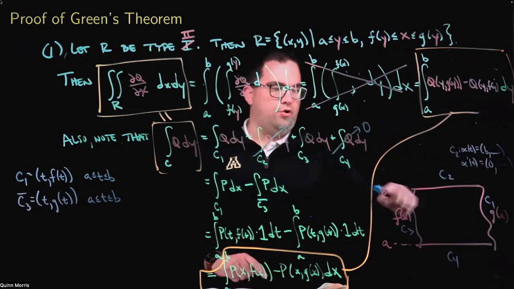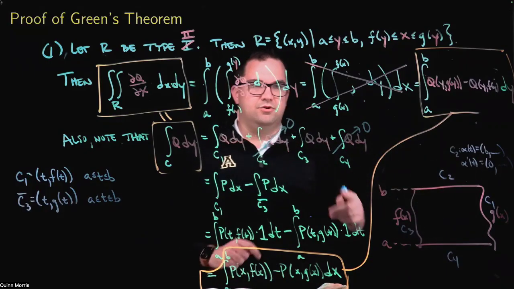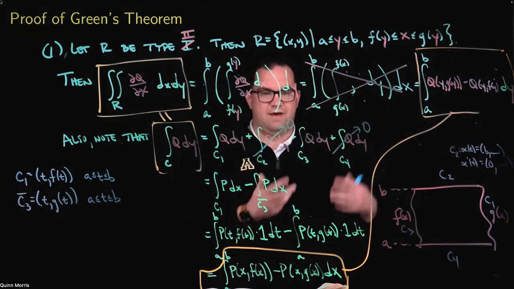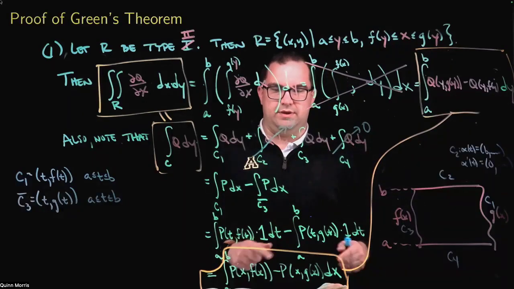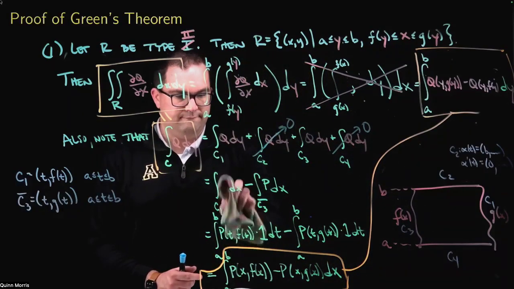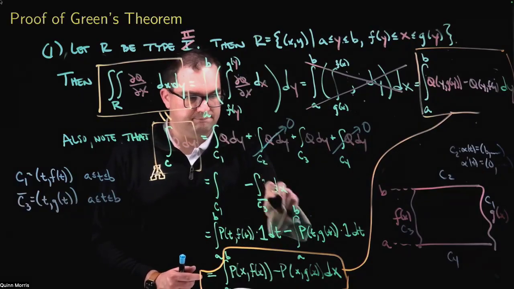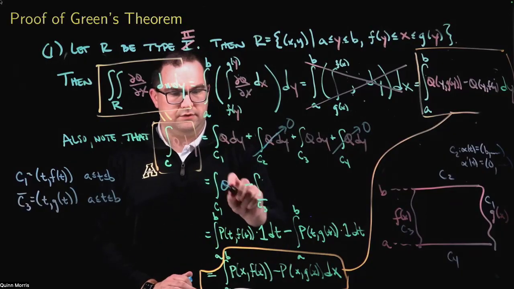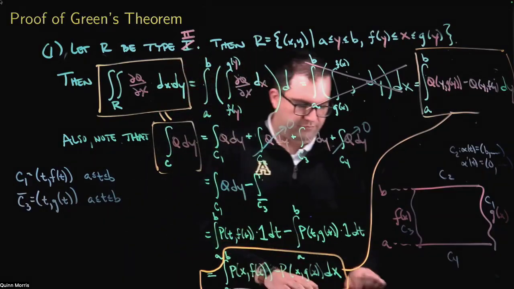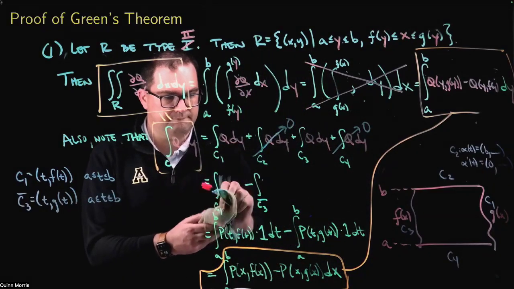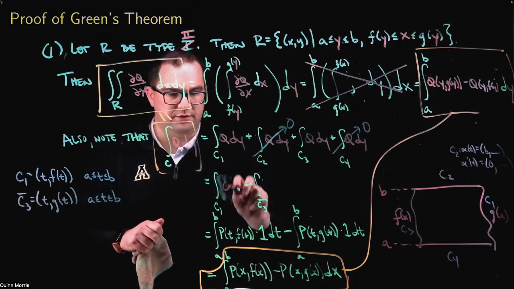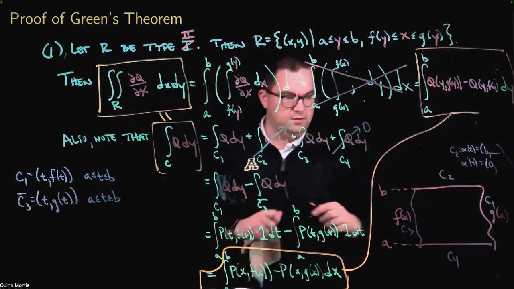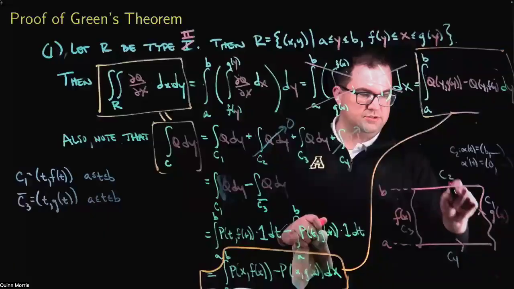Along C2 and C4, your y values aren't changing. So the y component of the derivative of alpha will be 0. So both of these will end up being 0. So you'll just be left with this q dy. Oh, I guess I was using red for my changes, so let's stick with that. So you end up with this q dy and q dy. Okay. Now again, we're orienting everything in a counterclockwise direction.